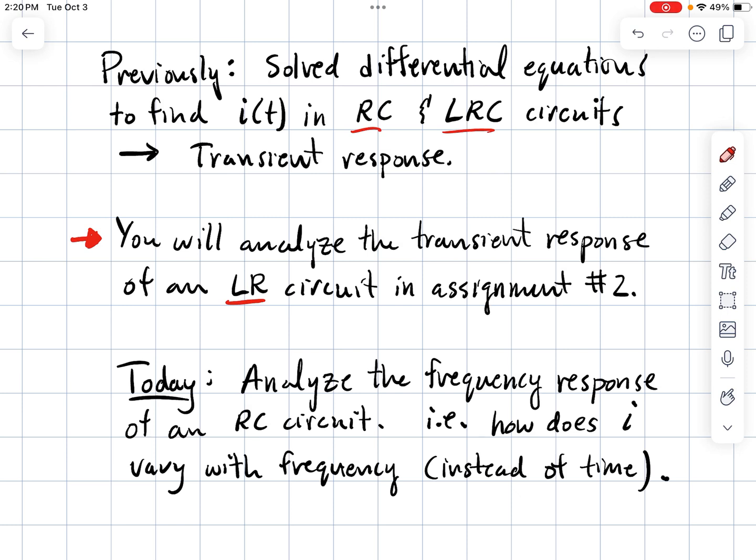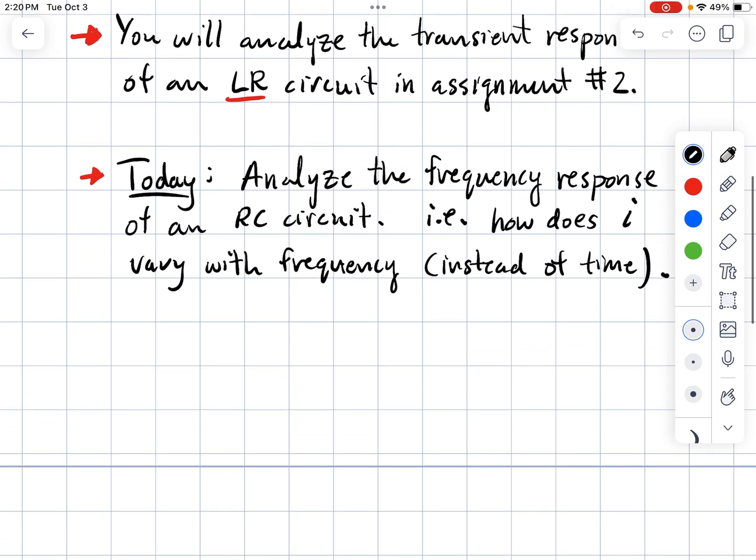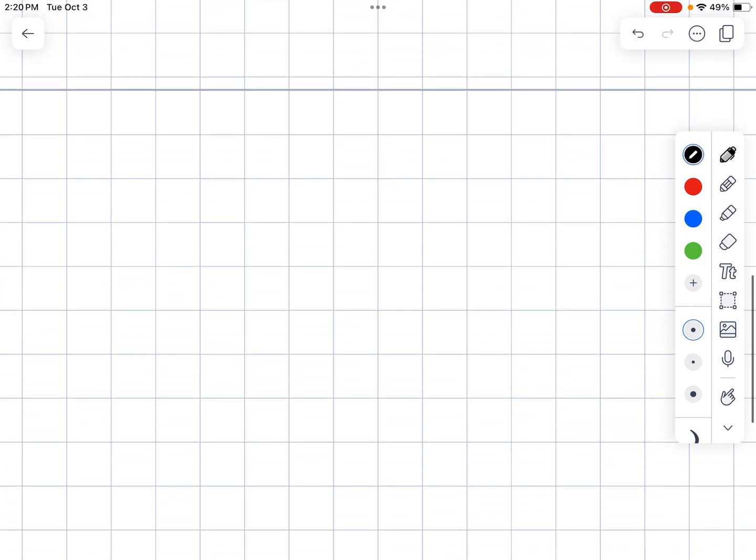Okay, what we're going to do today is we're going to shift gears a little bit and ask the question, if we have a circuit that's been driven by a sinusoidal signal, so for example, we use a function generator in the lab to provide an oscillating signal, how does the current in the circuit vary as we change the frequency? So our function generators have a frequency knob, and so how does the current change as we tune that frequency? Okay, so what I want to do is talk about the RC circuit frequency response.